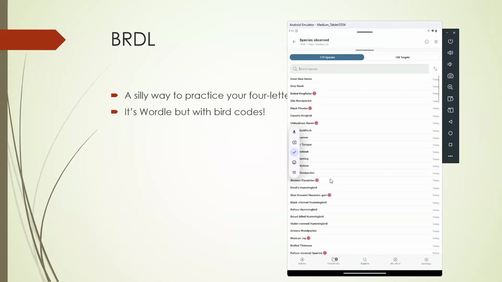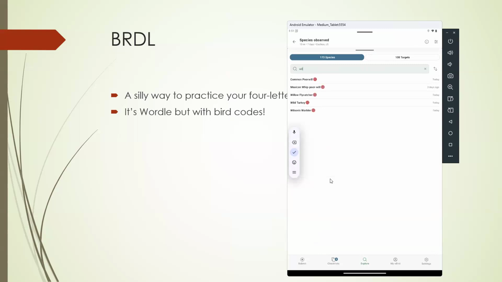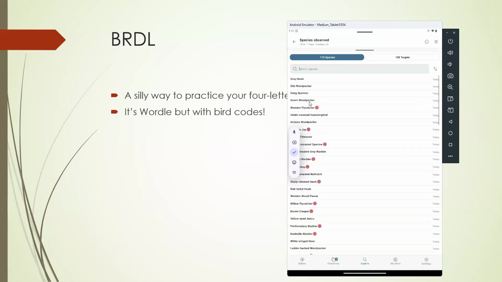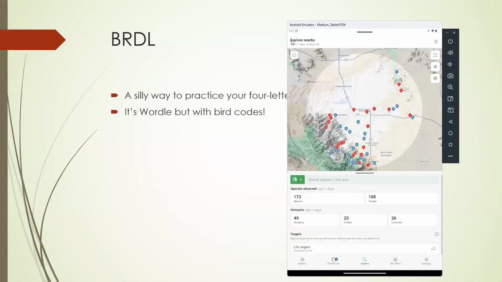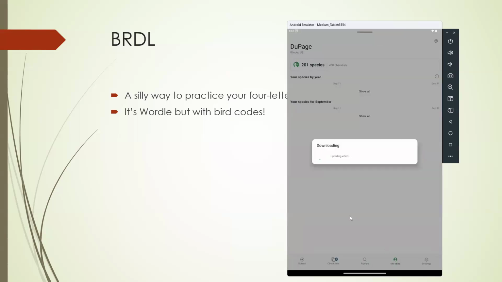The other thing you can do is search species. Willow flycatcher or something like that. If there's something specific you want to see, you can just search for it by name if there's a really long list. So that's the explore feature. Really, really good if you're just out in the field and you want to go look for stuff, or if you're in new territory. Last couple things in here, my eBird.